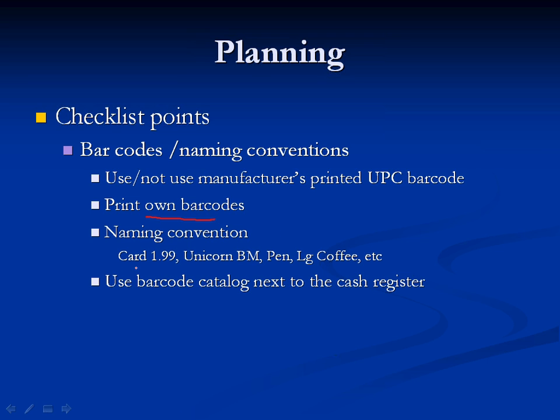Or you could use a naming convention that someone might remember at the cash register and hand type in. So card $1.99 as an example of a naming convention. So you have another one that said card $2.99, card $3.99, etc. And that way when the cashier were to type it in, they have the basic format. They know what to put in there.